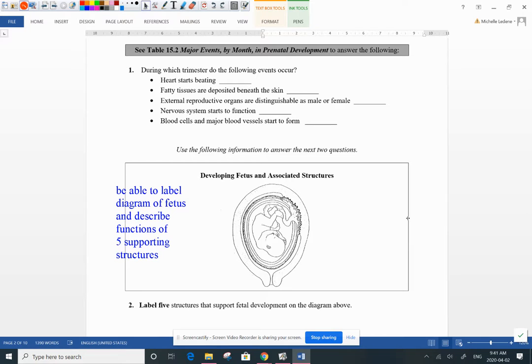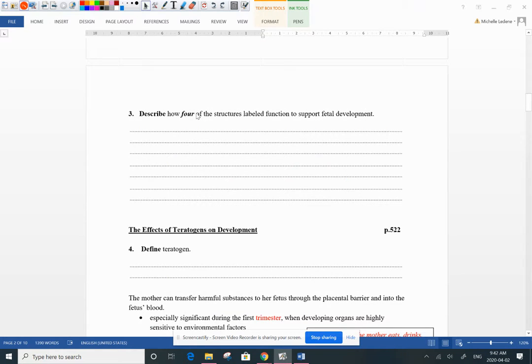Then here is the diagram of the developing fetus and associated structures. You should be able to label the diagram of the fetus. You can practice drawing it out and be able to describe 5 supporting structures and what they do. So uterus, placenta, umbilical cord, amniotic fluid, amnion, chorion, etc. Be able to label the structures, and then the next page has a spot for you to write down how these function to support the development of the fetus.